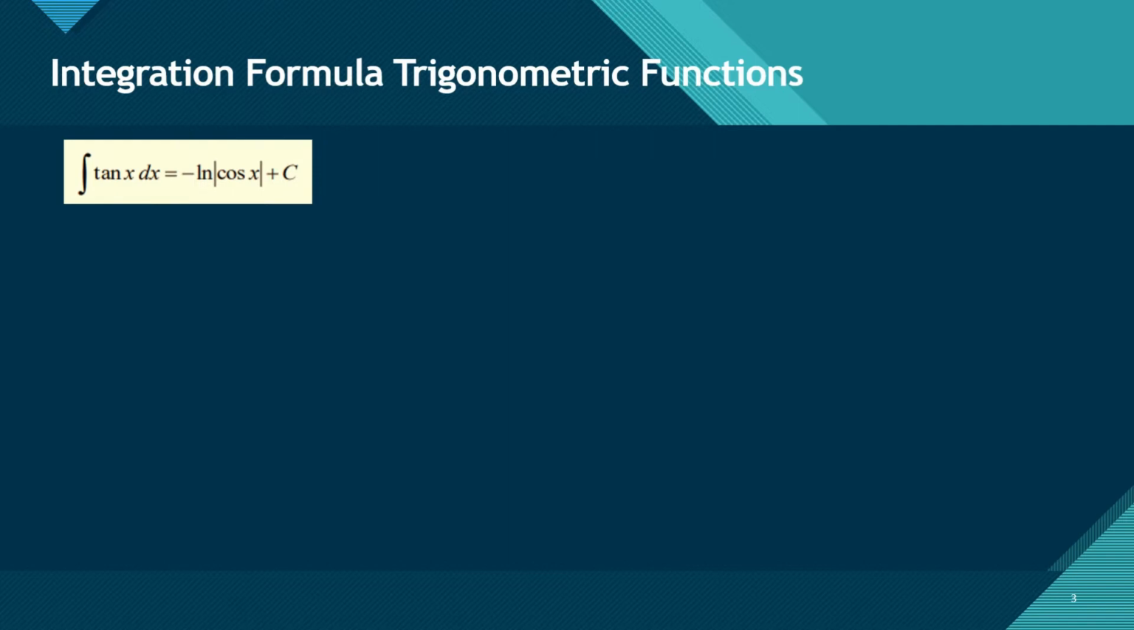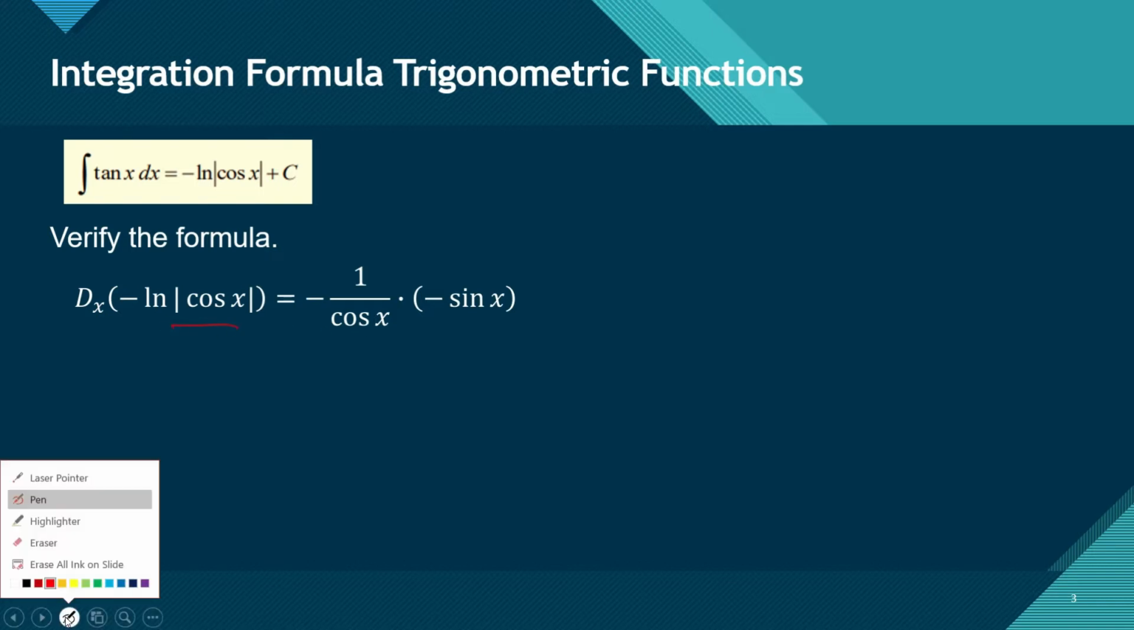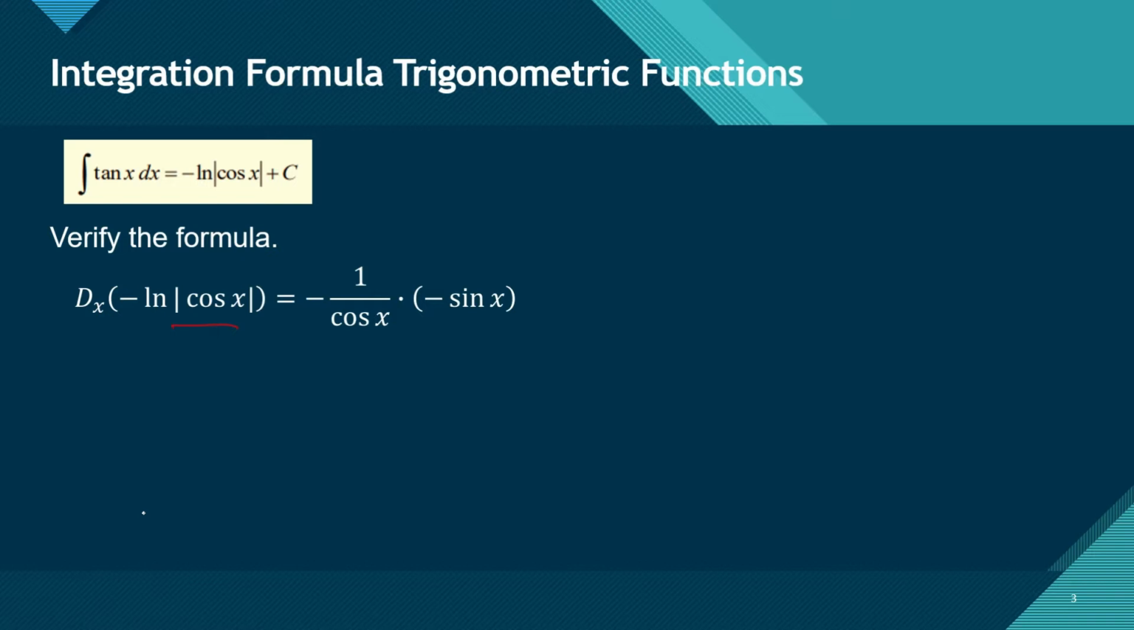Okay, so let us show it. Let us show that the derivative of the negative of ln of the absolute value of cosine of x is equal to tangent of x. So the derivative is equal to 1 over cosine of x times the derivative of cosine of x, which is negative sine of x. And so negative times negative is positive. Sine over cosine is tangent. And so there you have it.